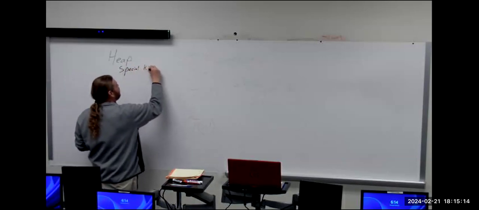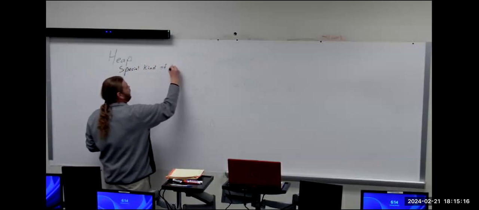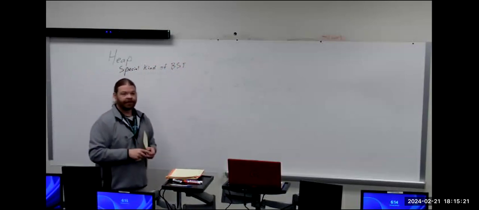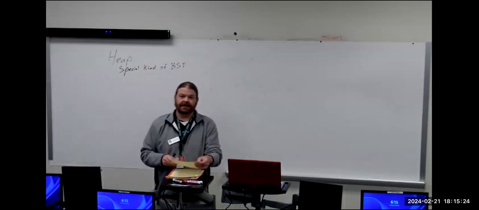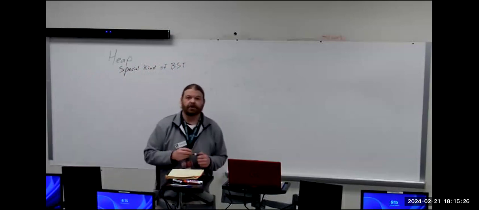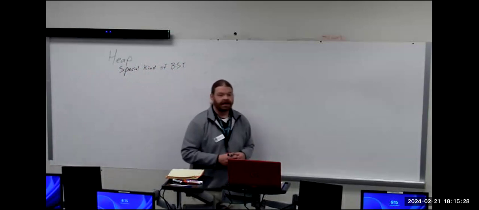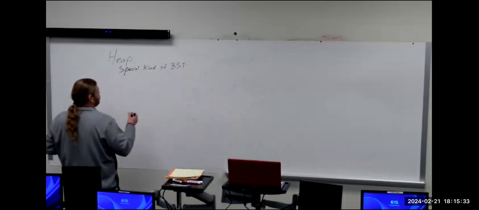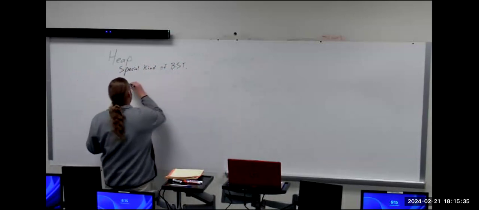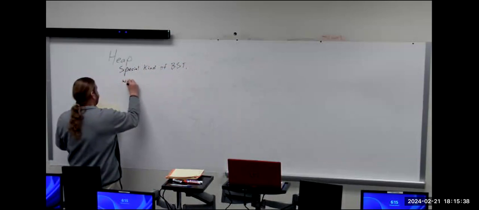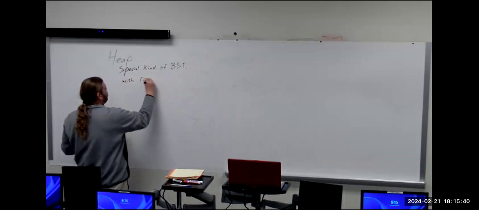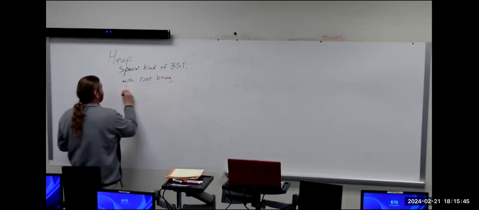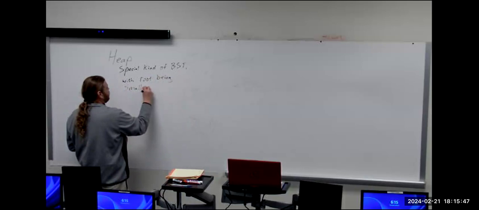Special kind of binary search tree. The ones we looked at last night. Remember, at most 2 branches off any node, and smaller things go to the left, bigger things go to the right. So we have the order to them. But we add to it a special kind of binary search tree with the root being the smallest or largest. We could go either way.